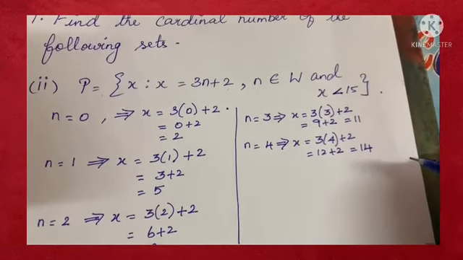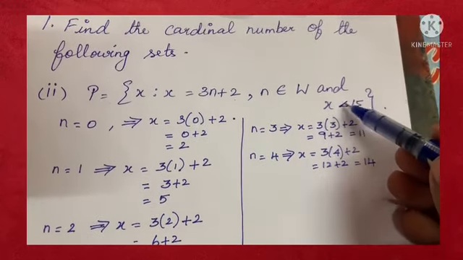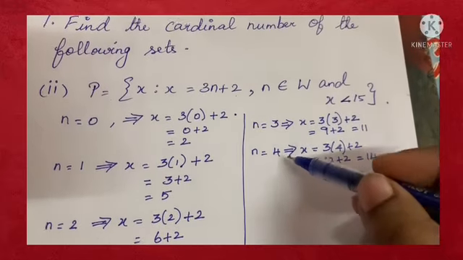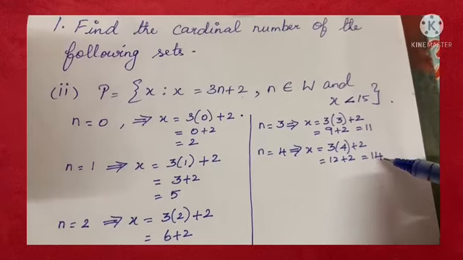I am going to stop here. Why should I stop here? In the question they told you that X should be less than 15. So 14. Obviously when I take the next value, it will go beyond your 15. So we are going to stop here.